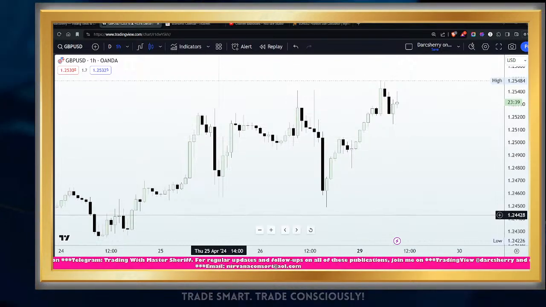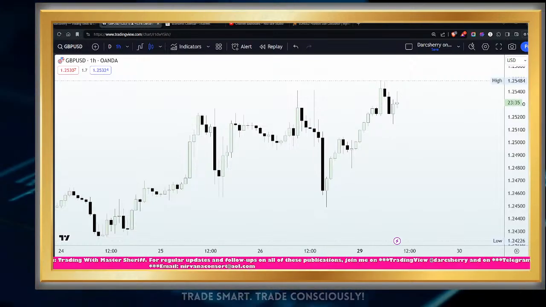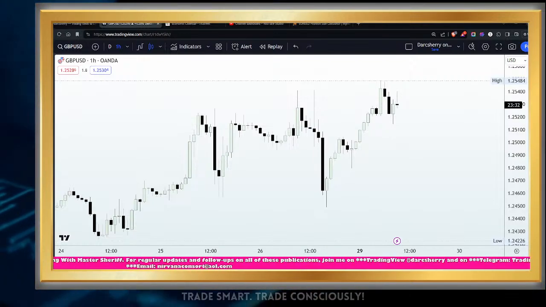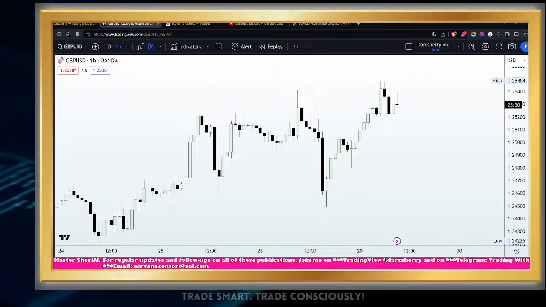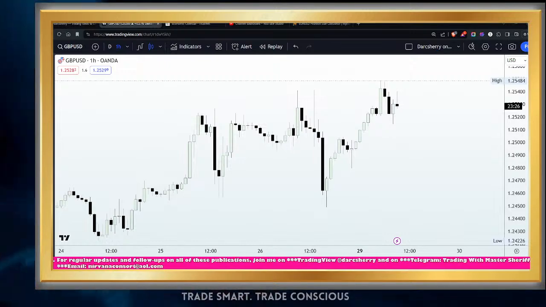Now, for the interest rates, the U.S. Federal Reserve's decision is expected to maintain the current interest rate within the 5.25 to 5.5% range, which it has been holding for over a year now.